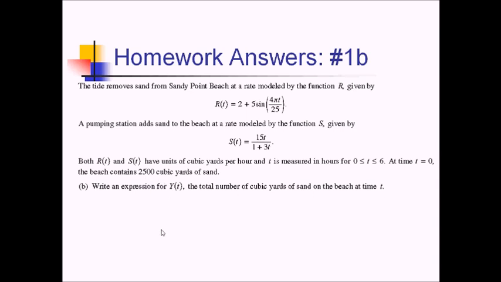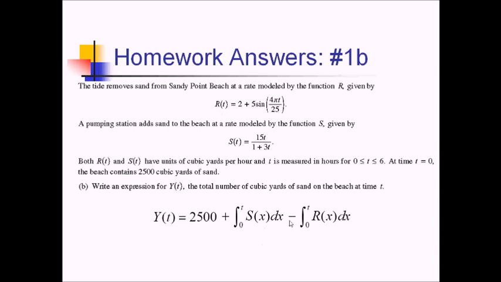So I'm going to write y of t equals 2,500 plus, now we're going to talk about the sand that we added. That's going to be the integral from 0 to t of my s of t function, but I can't have the same variable inside, so I'm going to write s of x dx, and then 0 to t integral. And I can't, of course, forget about the sand that's being removed during this time period. So I'm going to subtract the integral from 0 to t of r of x dx. This is one way of writing it.